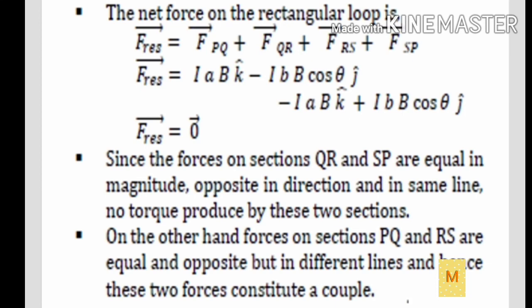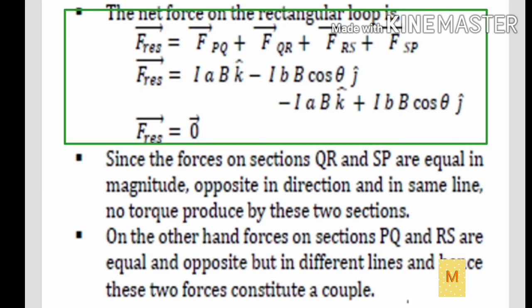Then the net force experienced by the rectangular loop is written as the sum of the force experienced by each portion of the loop, which can be written as F resultant vector is equal to FPQ vector plus FQR vector plus FRS vector plus FSP vector. FPQ vector is IAB k cap. FQR vector is minus IBB cos theta j cap. FRS vector is minus IAB k cap. FSP vector is IBB cos theta j cap.